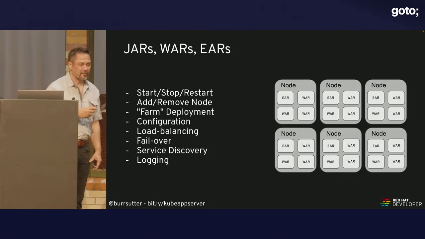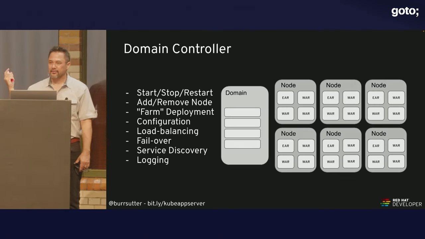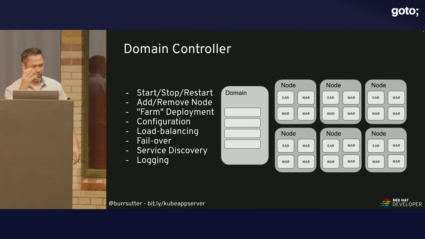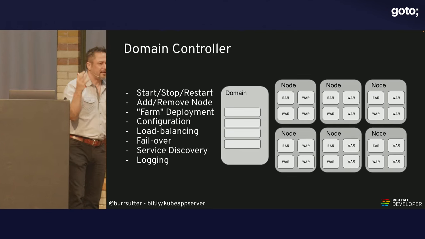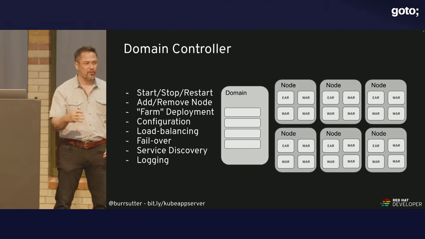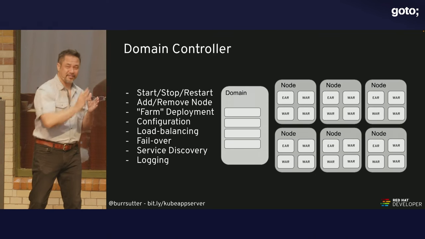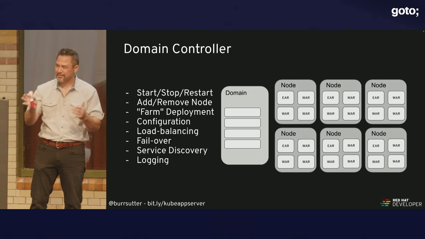They handled our jars, ears, and wars. We had this thing called a domain controller, something WebLogic came out with fairly early on. And of course, JBoss, we have the same now, adding this concept of a domain controller. But the whole point of the domain controller is yet another process that manages the other processes. You guys see the relationship there?